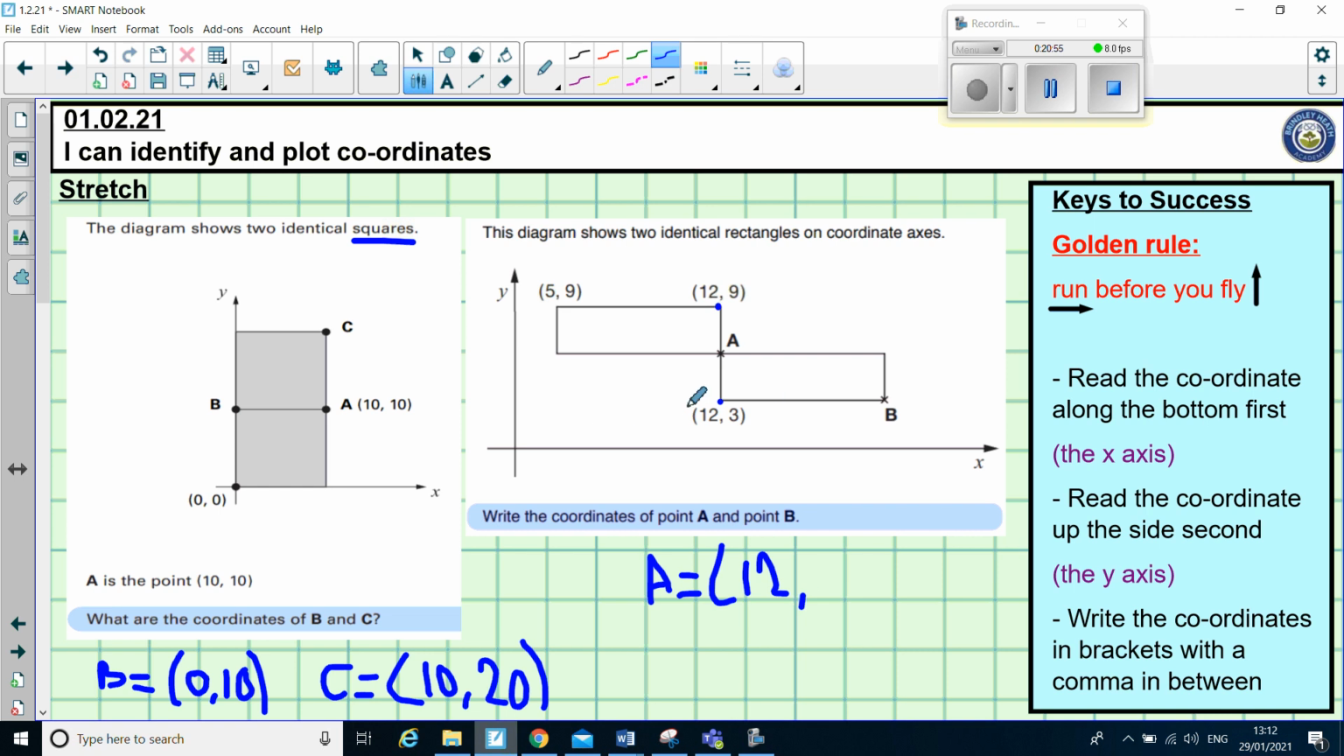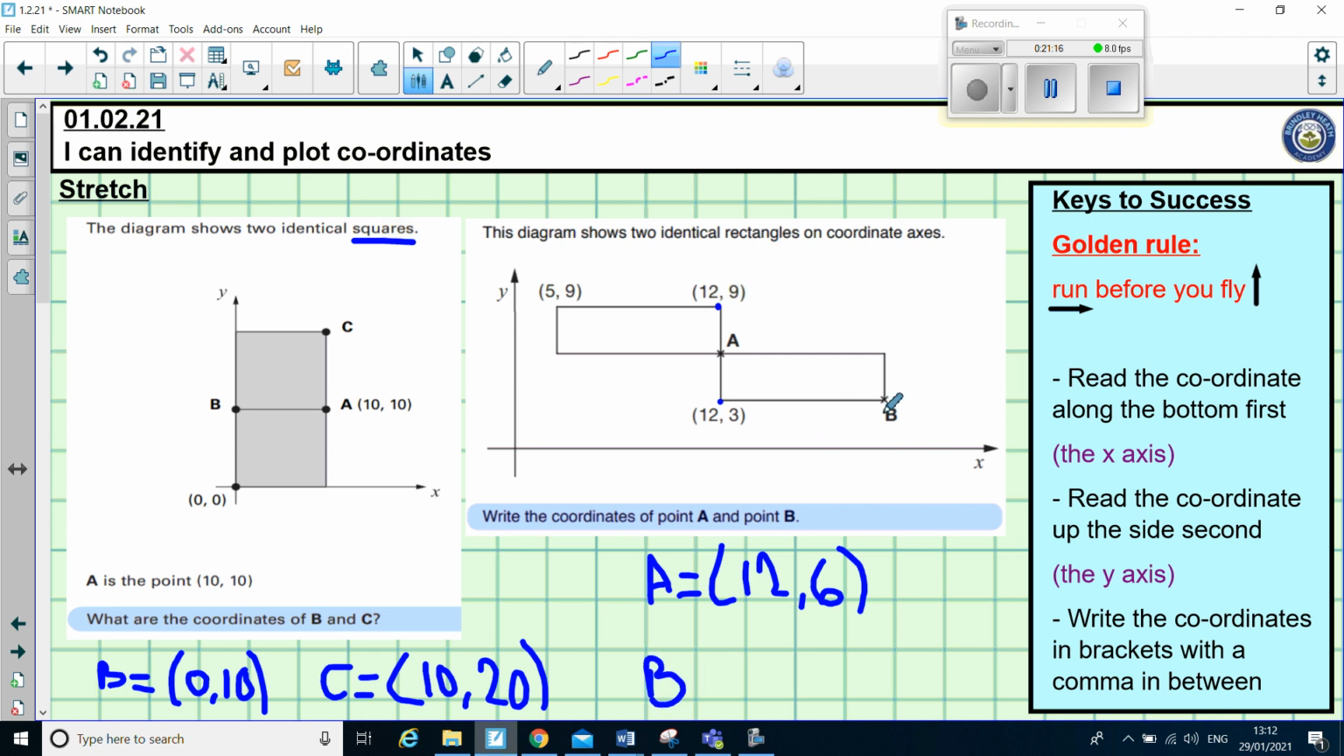Okay, the y-axis. This point here was at 3 along the y-axis, and this point here was at 9 along the y-axis. A is halfway in between them, so halfway between 3 and 9 is 6, so it must be 12, 6 as our coordinates.